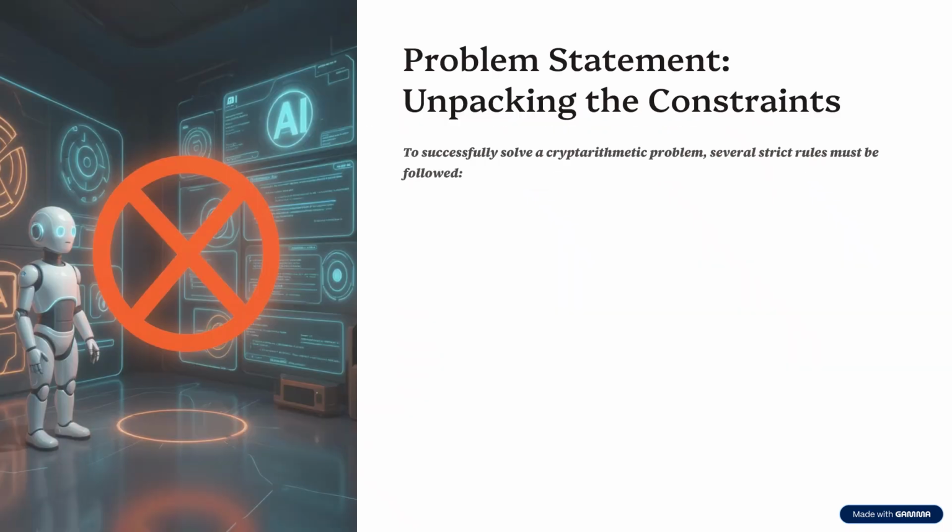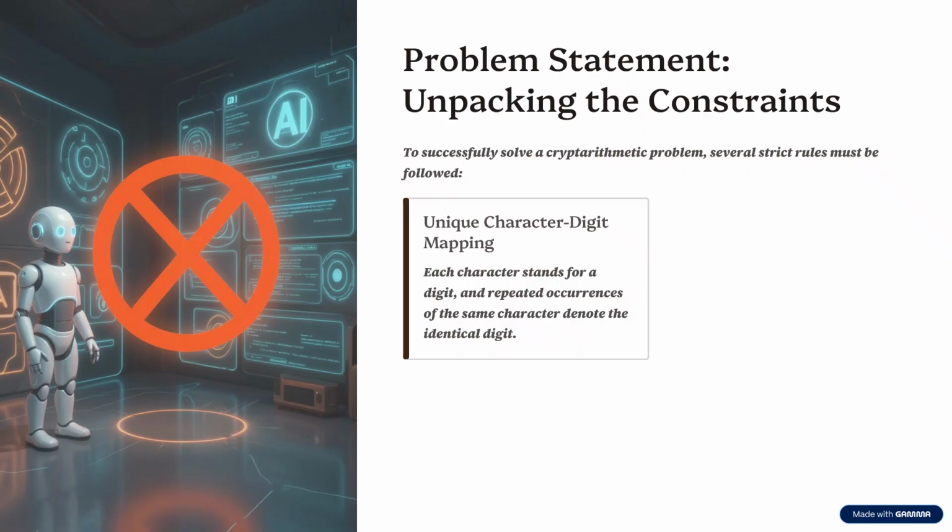Now let's see the constraints. Every problem statement has some constraints, so does the cryptarithmetic problem. To solve a cryptarithmetic problem successfully, there are several strict rules that must be followed. First rule is unique character digit mapping. Each character stands for a digit, and repeated occurrences of the same character denote the identical digit.